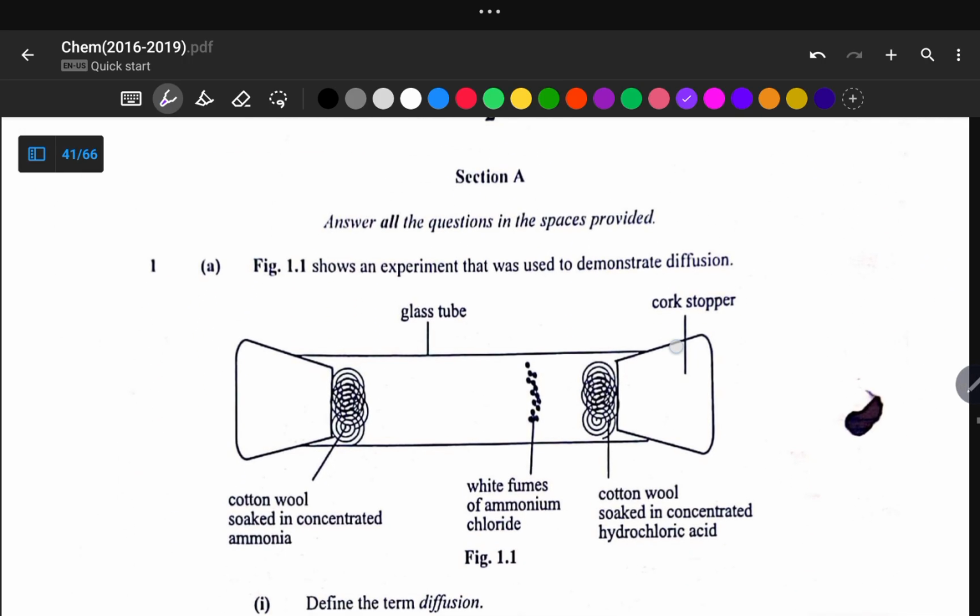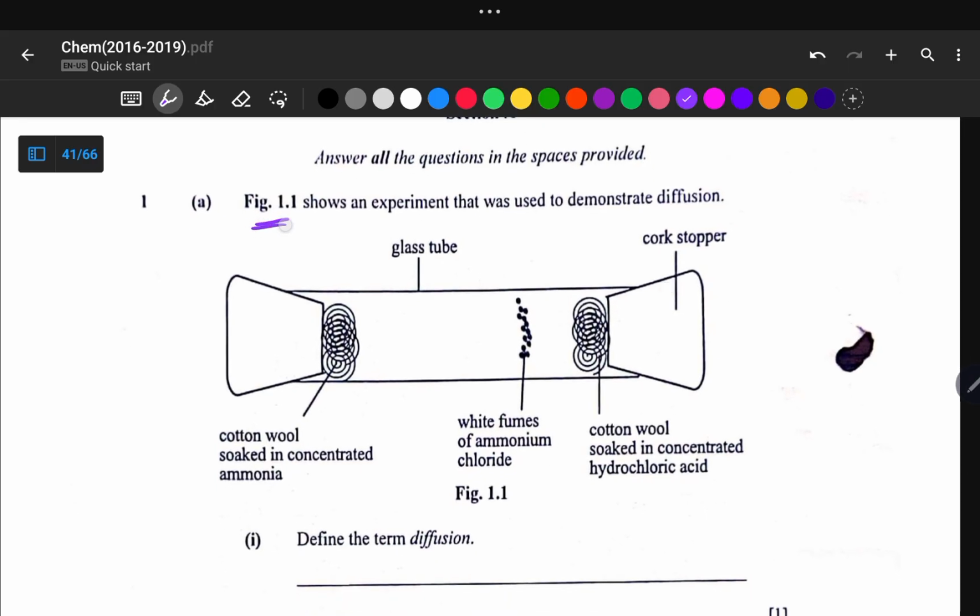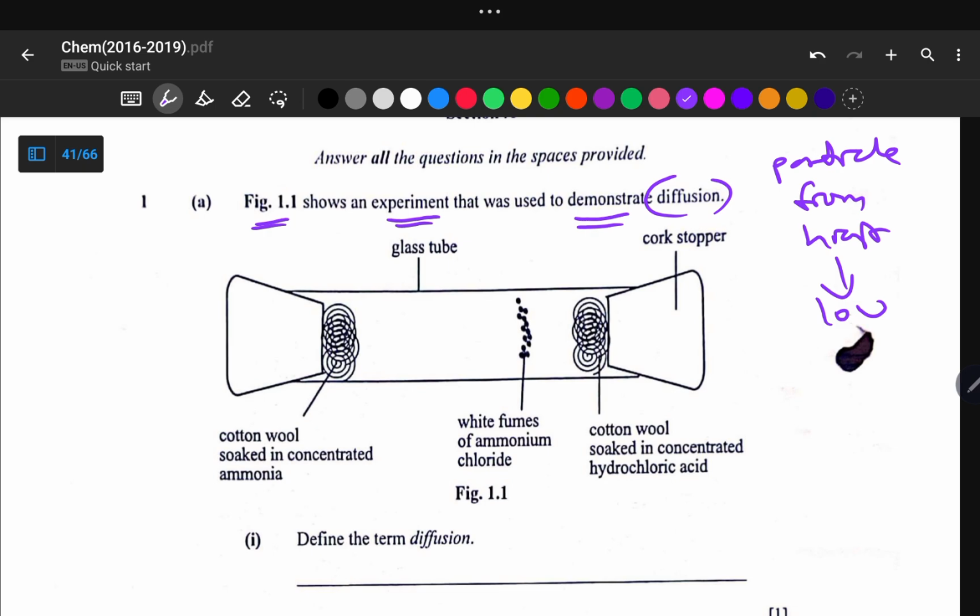So section A number 1 says Fig 1.1 shows an experiment that was used to demonstrate diffusion, right? Diffusion is defined as the movement of particles from a region of high concentration to a region of low concentration. So we are moving down a concentration gradient, from the region where our particles are highly concentrated to the region where the particles are low in concentration. Diffusion is a passive process, meaning it doesn't require the use of energy. Are we together, guys? You need to understand that.